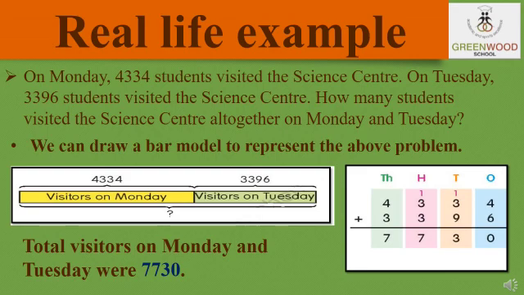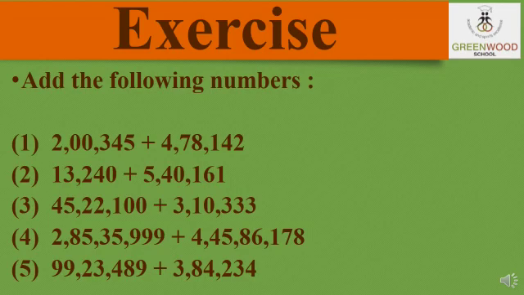Step 3, add the hundreds. That is 1 plus 3, which is equal to 7. Step 4, add the 1000. 4 plus 3, which is equal to 7. So total visitors on Monday and Tuesday were 7,730. Now one exercise I have given you to solve.